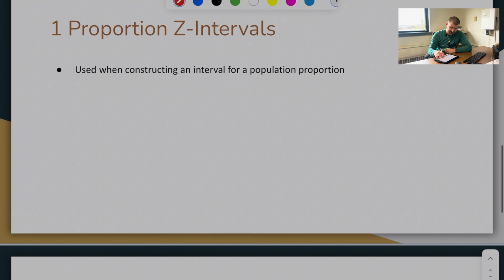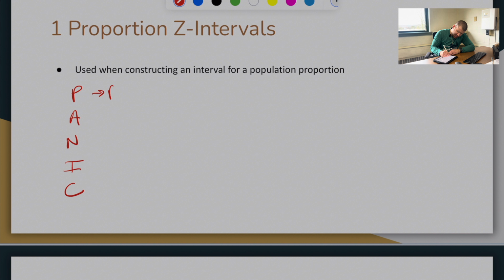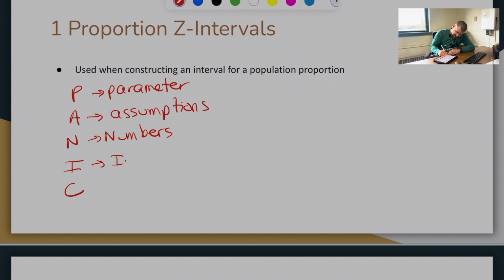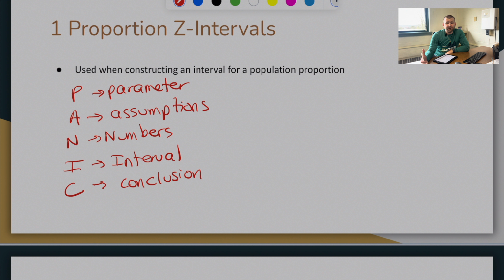So let's take a look at our newest acronym now, which is PANIC. P stands for parameter. A stands for assumptions. N is numbers. I is interval. And C is conclusion. These are the 5 things you need to do to make sure you get credit on the AP exam. If you have these 5 things, you're in great shape.